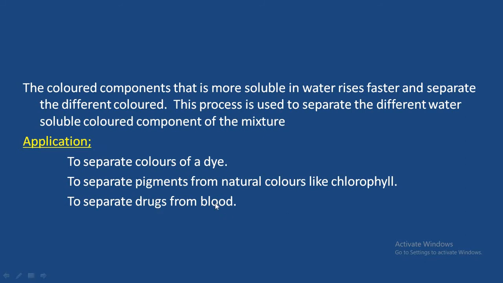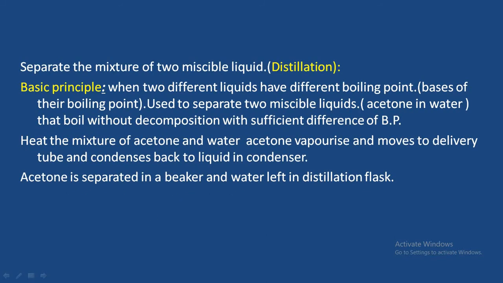We take a sample of blood and put it in the same way on a filter paper. In this way we can check whether the blood contains drugs or the drug is present in the blood. Automatically the drug will separate from the blood. These are the applications we use of chromatography.